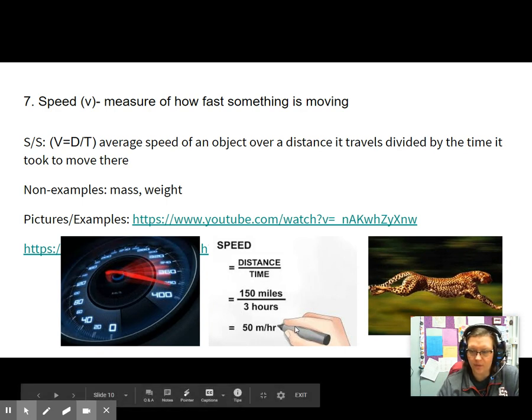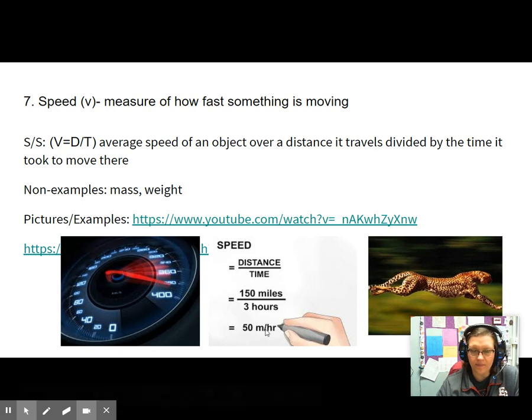There's a couple different ways that you can label it. The main thing is you can't just leave the 50 by itself. We need to know what you divided. So in this case, miles per hour, you need to have that written down in some way. For your activities, it's usually meters per second because we're not going miles for our distances.